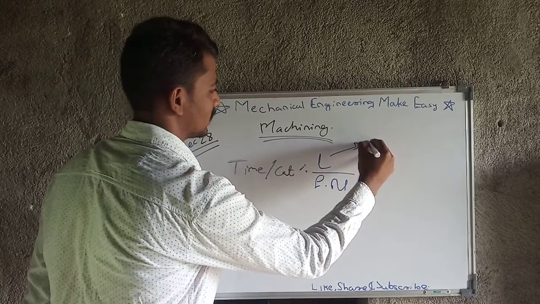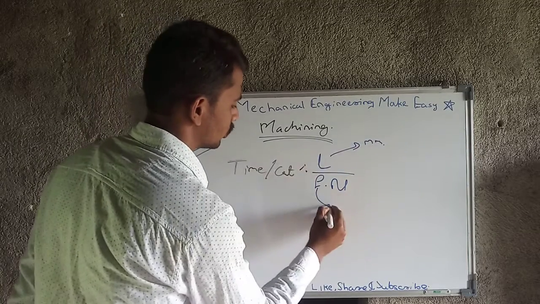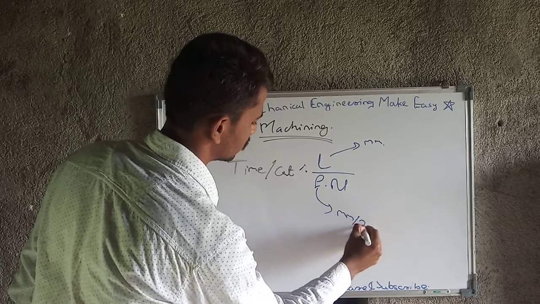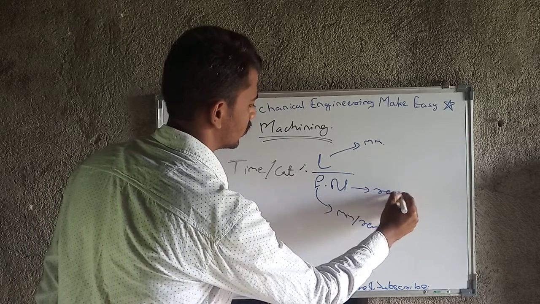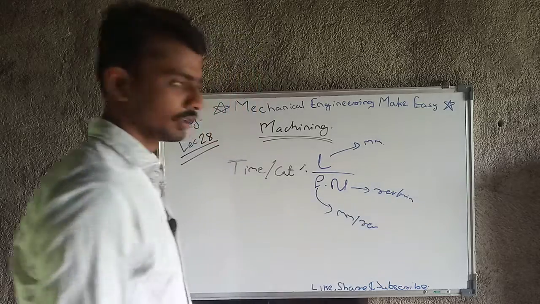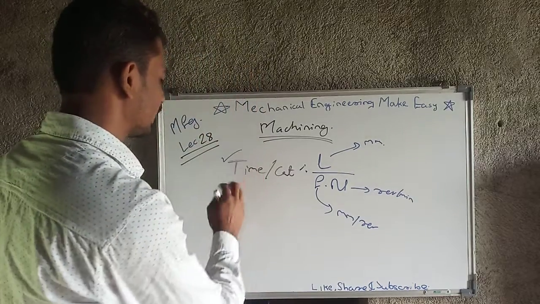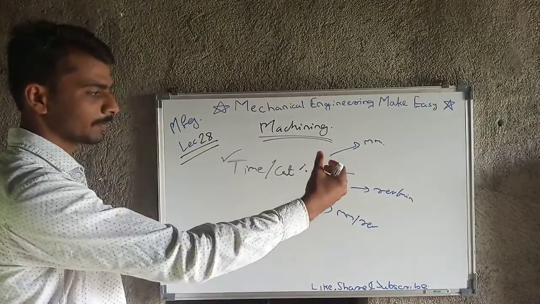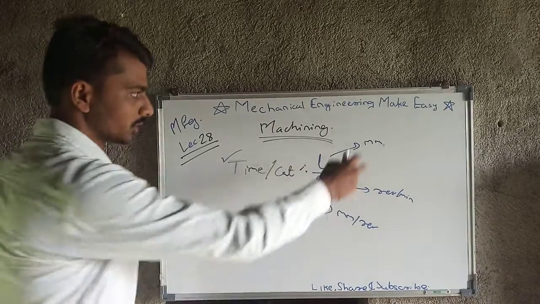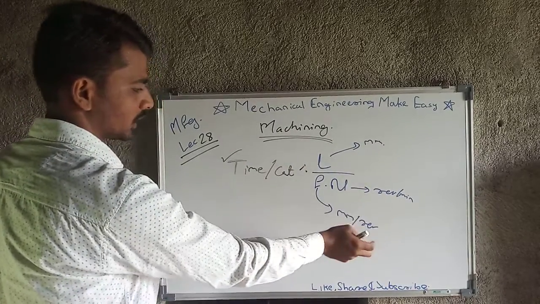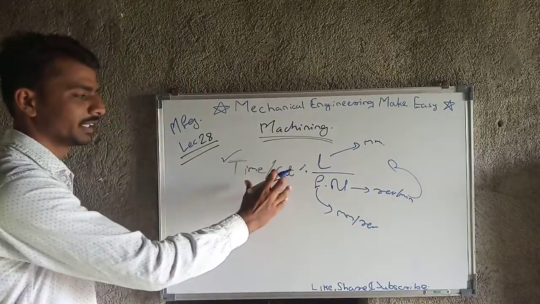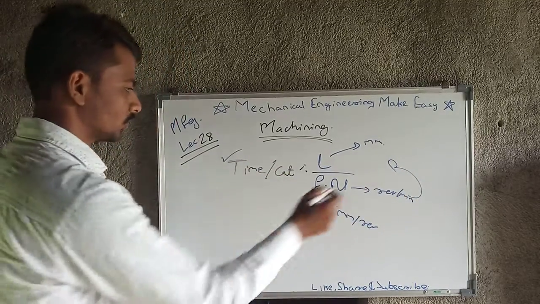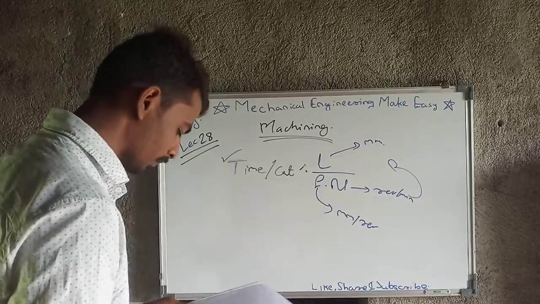This length is in mm. So feed will be in mm per revolution, and N will be in revolutions per minute. Ultimately we get the time per cut in minutes, because the mm cancels and the revolution cancels, leaving minutes. So this is the formula for time per cut.